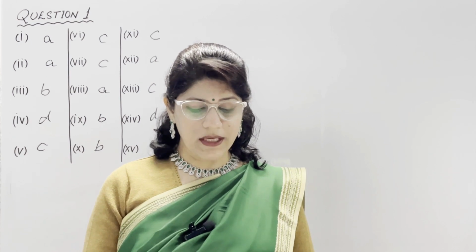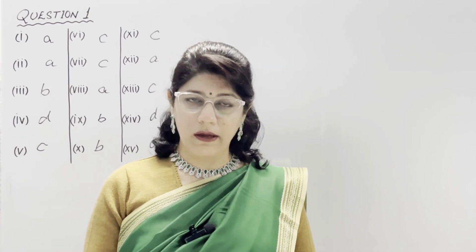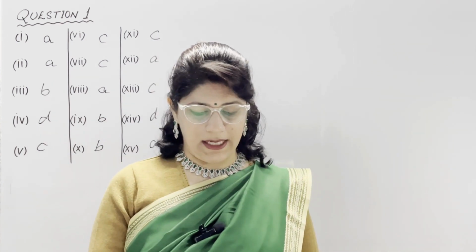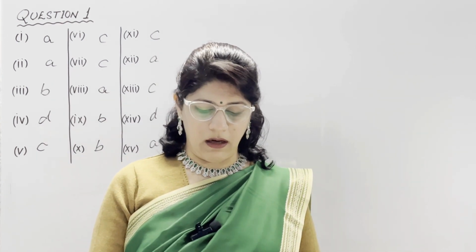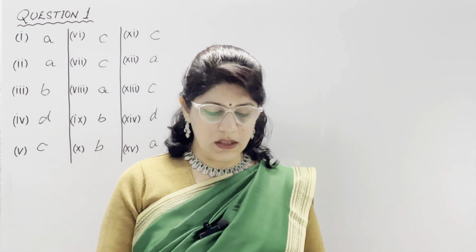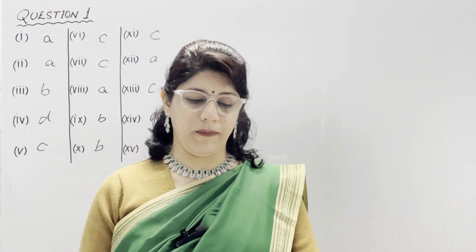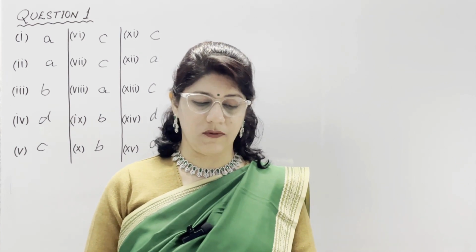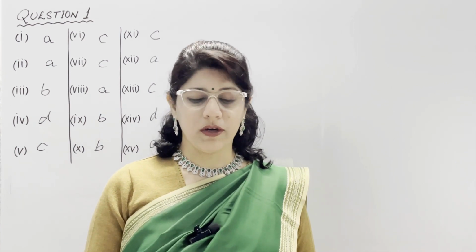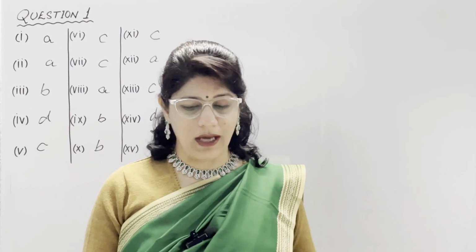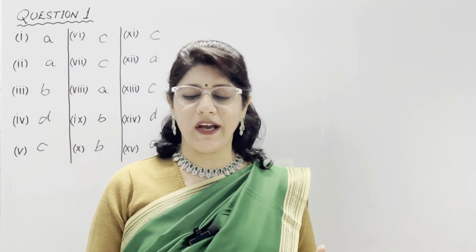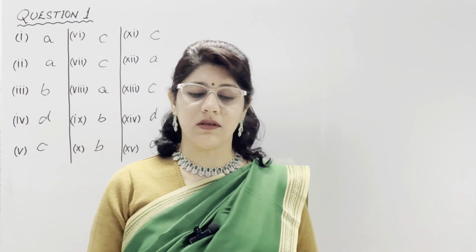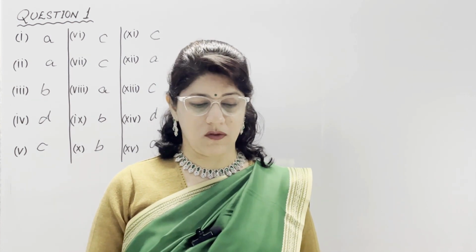Third is, what is parthenocarpy? Give one example. The development of fruits without fertilization, for example banana, apple, mango, is known as parthenocarpy. In fourth part, state Mendel's law of dominance. Out of a pair of contrasting characters present together, only one is able to express itself while the other remains suppressed. This is Mendel's law of dominance.